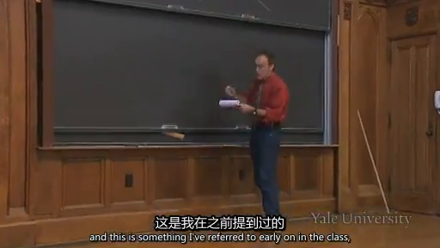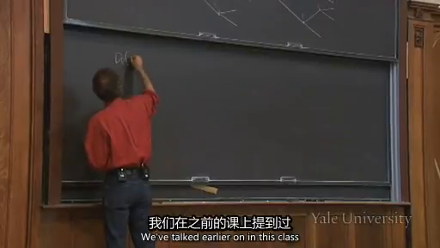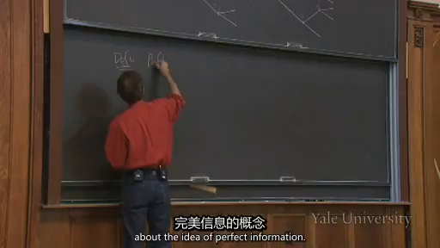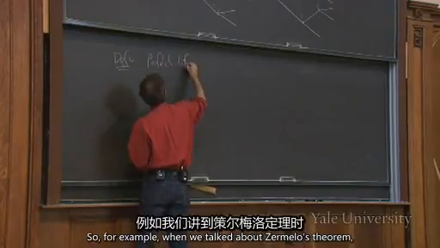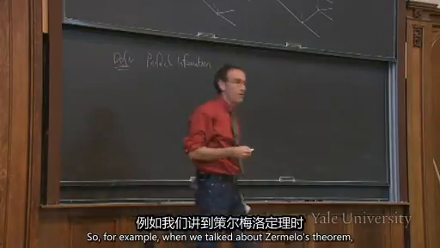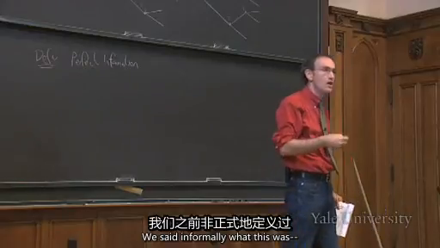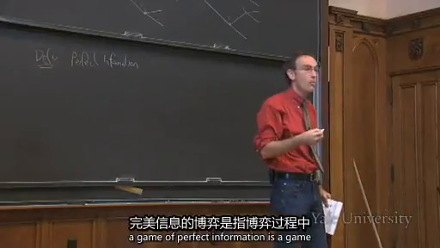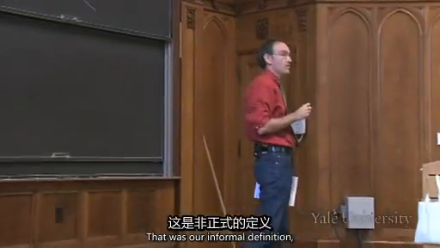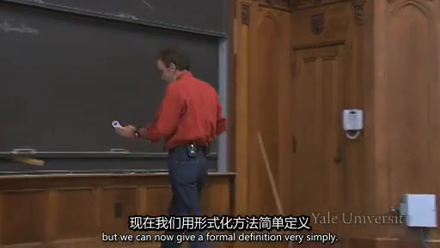And this is something I've referred to early on in the class, but I want to be formal now. Now we can be formal. We've talked earlier on in this class about the idea of perfect information. So, for example, when we talked about Zermelo's theorem, we talked about games of perfect information. And we said informally what this was. A game of perfect information is a game where each player in the game can observe all previous moves. Right, that was our informal definition, but we can now give a formal definition very simply.